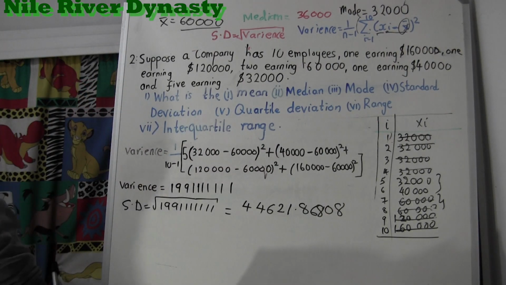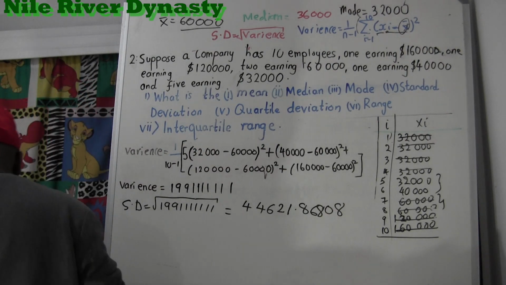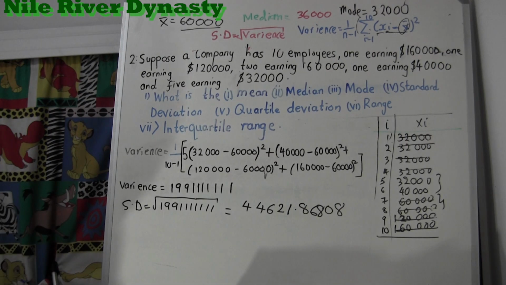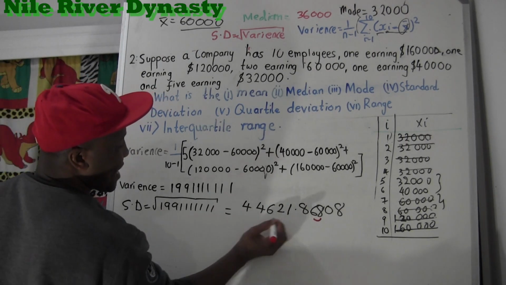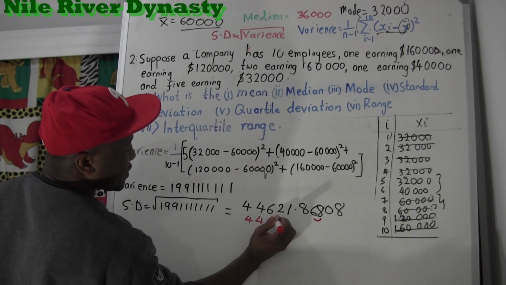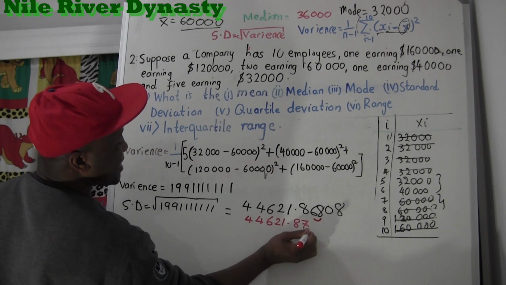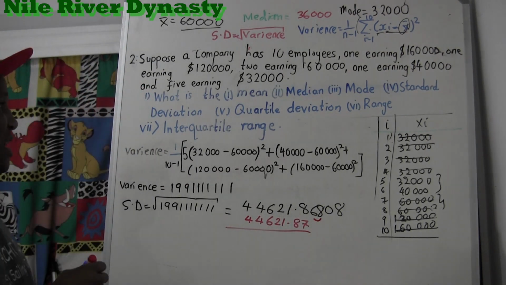You know what I'm saying? Standard deviation: 44621.87. And if you approximate, this is going to be 87. These are standard deviation. So we're done with the standard deviation.